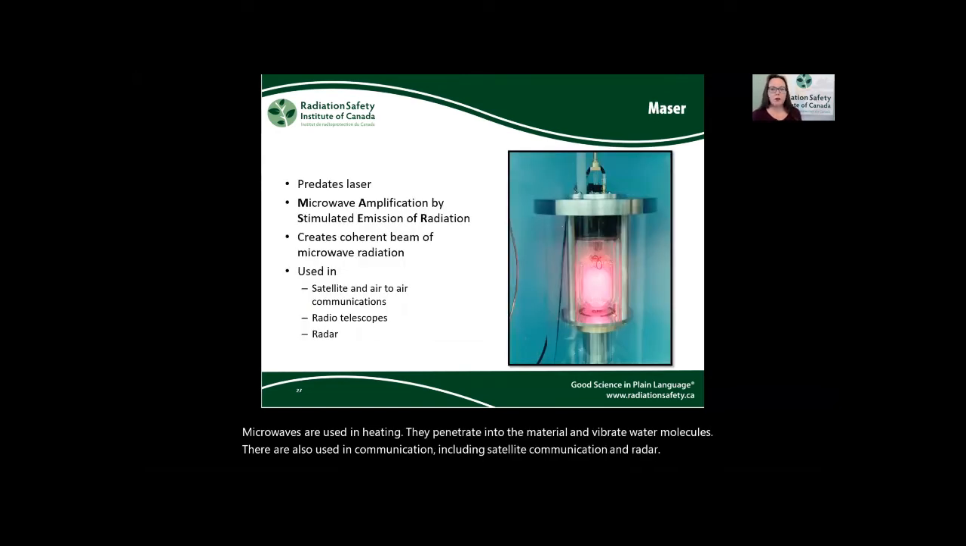You have probably heard of a laser, but did you know that it was predated by the maser, the microwave version? Maser stands for microwave amplification by stimulated emission of radiation. It creates a beam of microwave radiation that all has the same frequency, phase, and direction. Masers are used in satellite and air-to-air communication, radio telescopes, and radar technology.